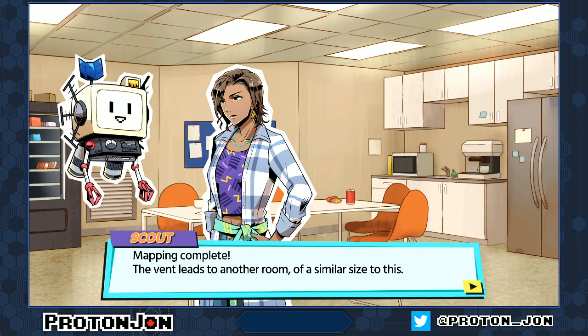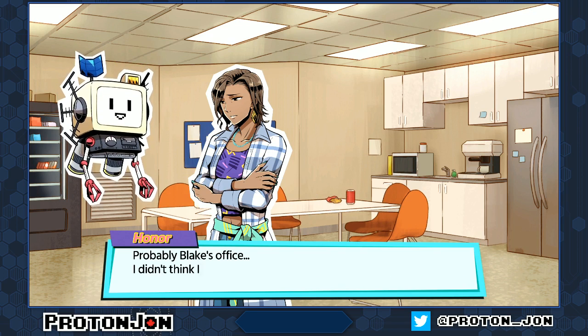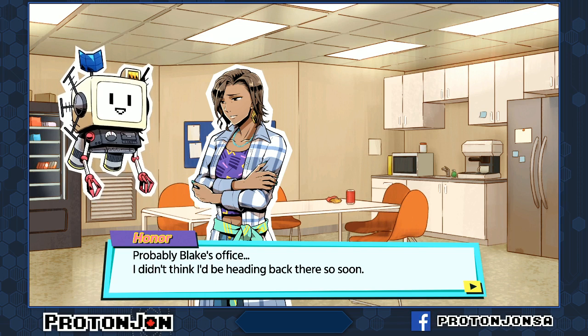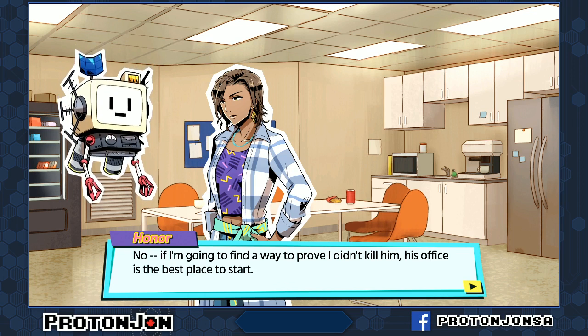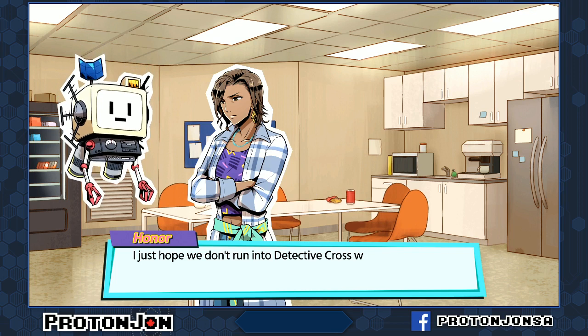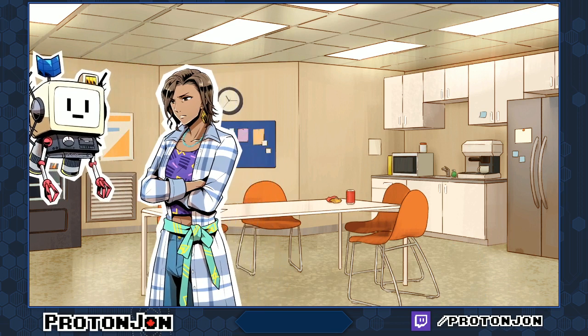Mapping complete! The vent leads to another room of a similar size to this. Probably Blake's office. Didn't think he'd be heading back there so soon. Should I look for another way out? No, if I'm gonna find a way to prove I didn't kill him, his office is the best place to start. Let's hope we don't run into Detective Cross when we get there.